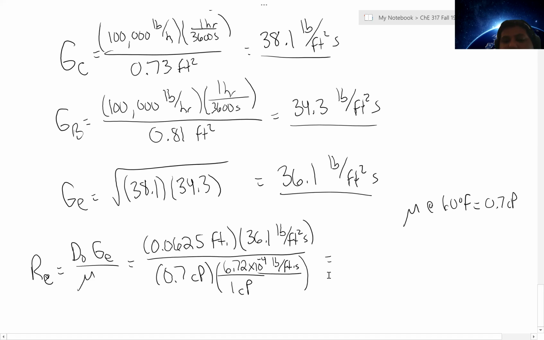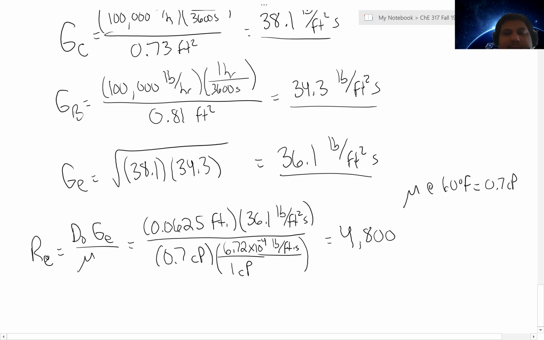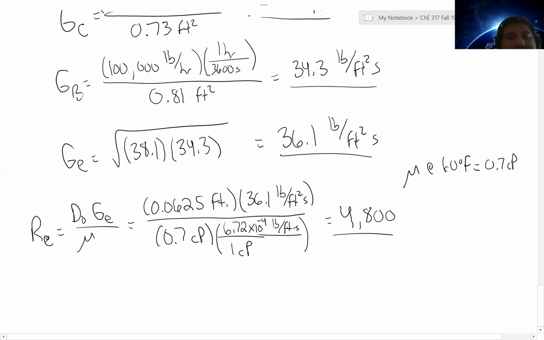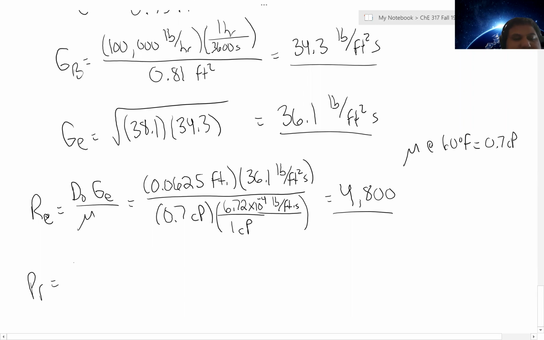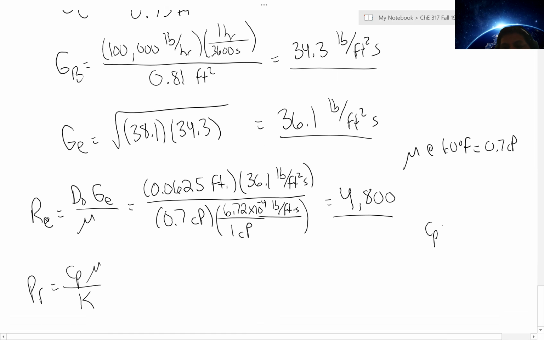So this gives us a Reynolds number of about 4,800. Now with this, we can calculate our Prandtl number, which is the heat capacity times viscosity, divided by our thermal conductivity, which means we need to look up C sub P and K. For this problem, C sub P is about 0.41 BTUs per pound degree F, and K is 0.092 BTUs per hour foot degree F.